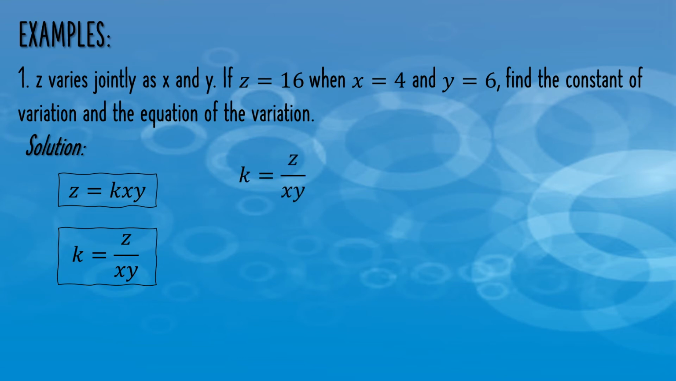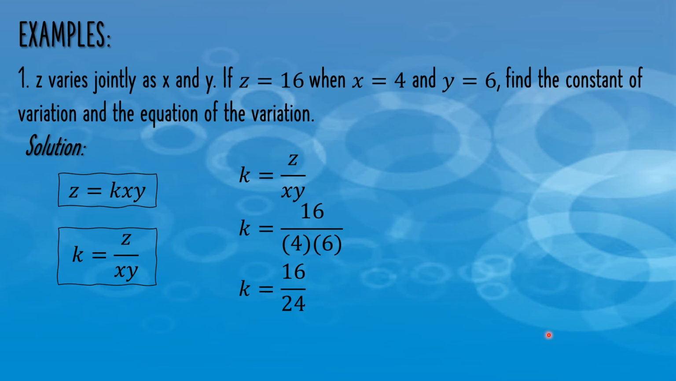So we will use k equals z over xy. And then you will just substitute the values of x, y, and z. So ang value ng z is 16, ang value naman ng x ay 4, at ang value ng y is 6. So that will become k equals 16 over 4 times 6. Again, kapag magkatabi ang dalawang variable, that means multiplication. So, that will become 16 over 24 because 4 times 6 is 24.